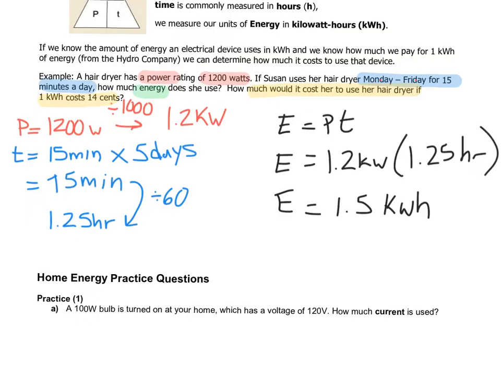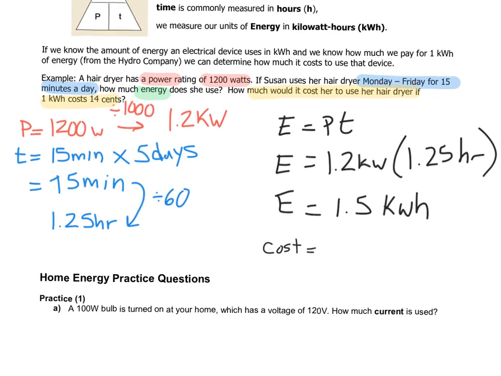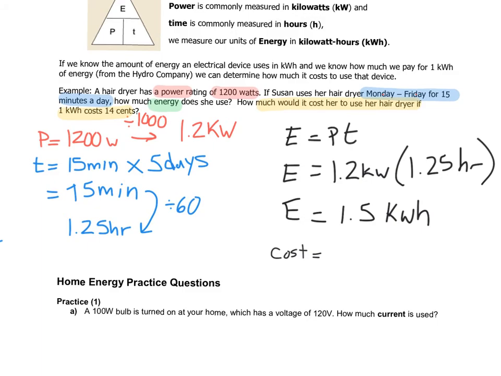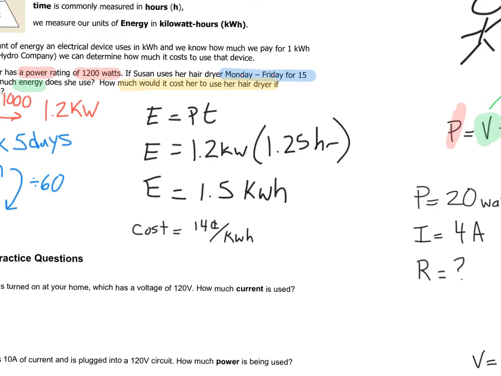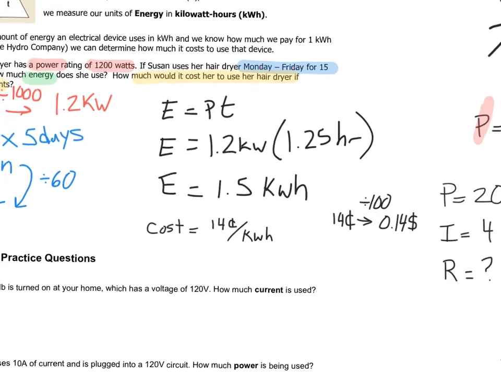So our cost is going to equal 14 cents per kilowatt hour, okay? In this case, I find it easier to work in dollars. It's just more straightforward. So I'm going to take that 14 cents and convert it to dollars by dividing by 100, because 100 cents is equal to $1. So that gives me 0.14 dollars. Okay, so it's 14 cents.